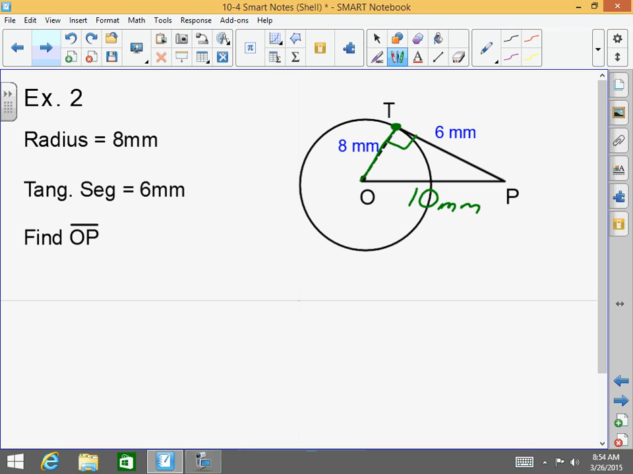Now, of course, if you don't know your Pythagorean triples, or if it's not a Pythagorean triple, you simply use your Pythagorean theorem, a squared plus b squared equals c squared. So OP would be 10 millimeters. And again, very difficult if you could not use that, what do we call it? The tangent radius postulate. This would actually be quite impossible. Because if that's not a right triangle, we could not use the Pythagorean theorem or the Pythagorean triples. So it's very important that we know that postulate. Does that make sense?